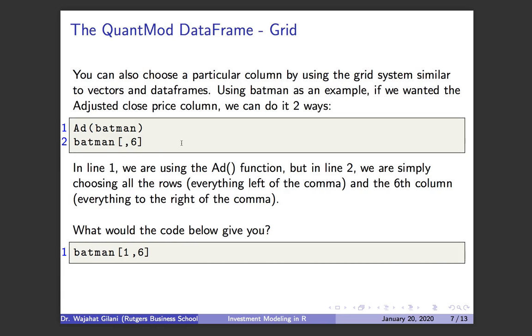Now look, some other cool functionality I'll show you guys in a moment. But now let's say we chose everything to the left of the comma. Basically, that meant we chose all the rows. But let's say I want to choose a specific row. Then you simply put the number to the left of the comma.